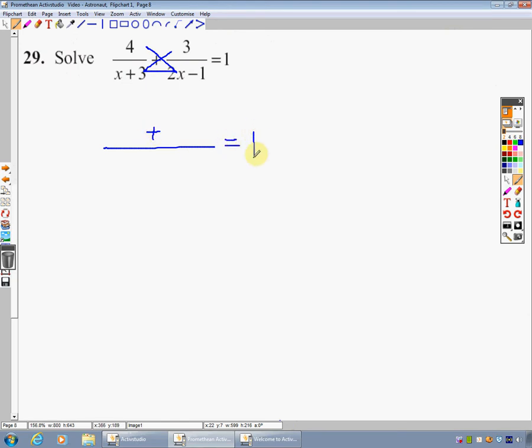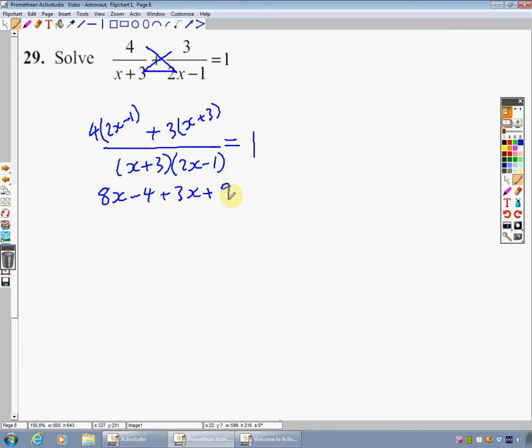Okay, welcome back, and you should have hopefully ended up with 4 lots of 2x minus 1 and 3 lots of x plus 3 divided by x plus 3, 2x minus 1. Great, and we want to multiply that out and simplify that, which is going to give me 8x minus 4 plus 3x plus 9 divided by, and I'll multiply the bottom out as well because I think I see where this question's going, 2x squared, x times minus 1 is minus x, x times 3, so it's plus 5x minus 3, and that equals 1.